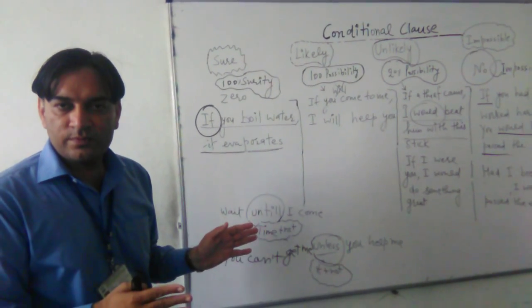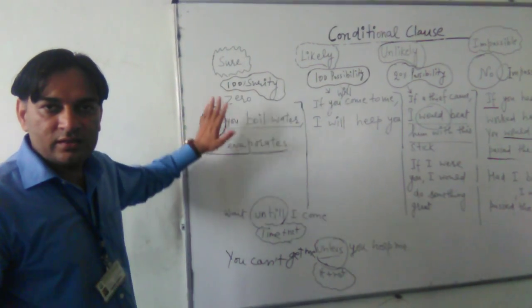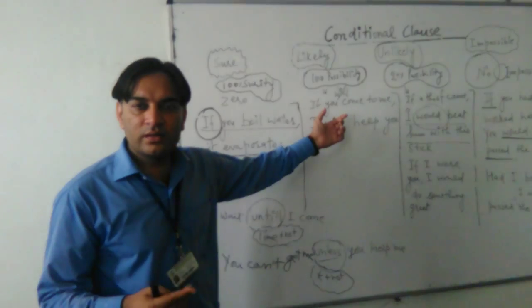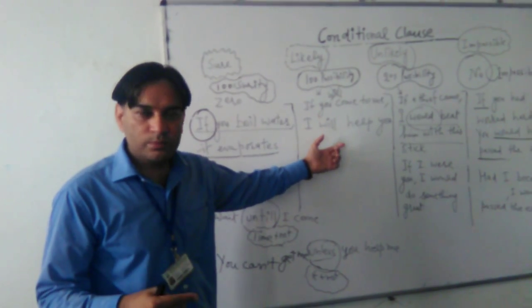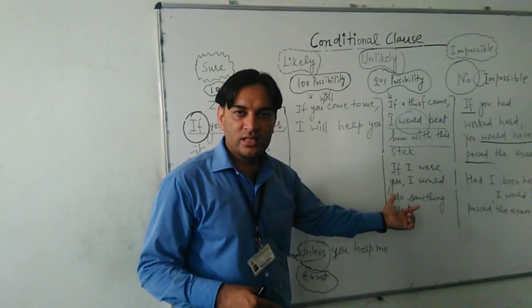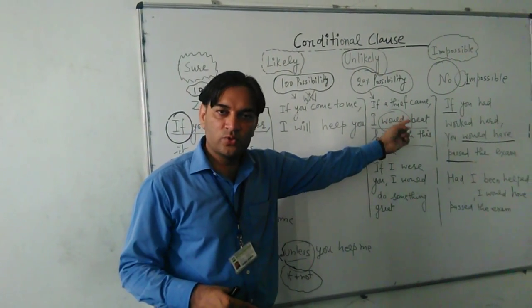So next time, when zero condition is there, use this structure. When 90-100% possibility is there, use this structure. When 20% possibility is there, use this structure. When things are impossible, use that structure.